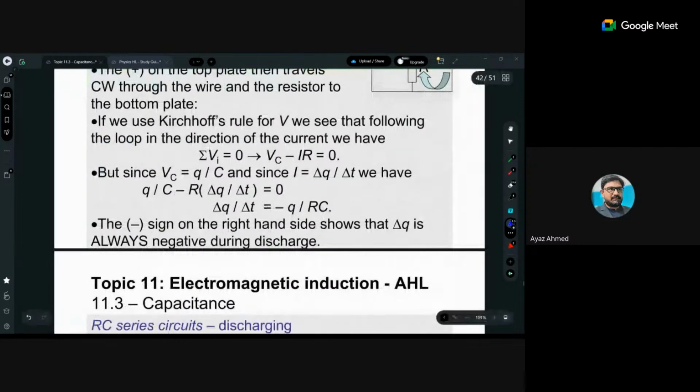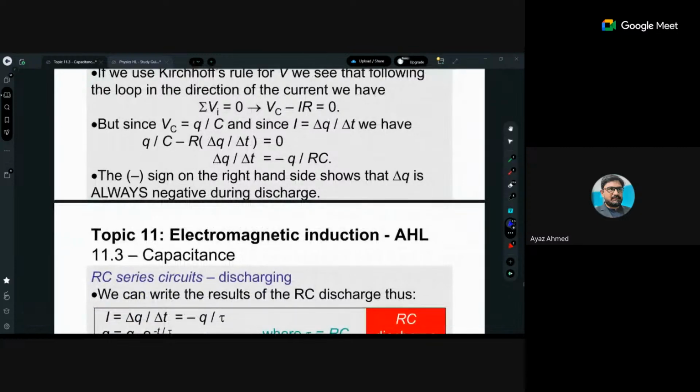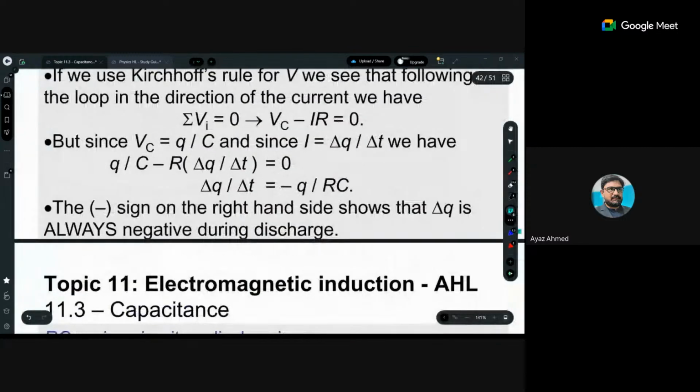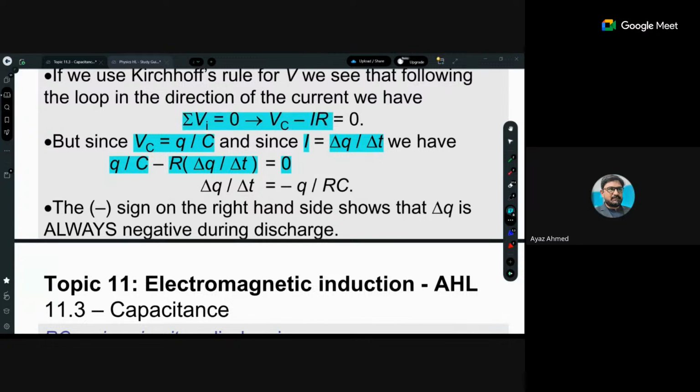So overall, what do we say? The current here is that point I have included for you. Let's make this line very clear: V is equal to Q by C, and change in charge divided by T is your current. As I told you, the gradient of Q and T is your current. So Q by C minus R into Q by T is equal to zero, because the sum of all the voltages across the loop is equal to zero. So simply don't get confused in that.